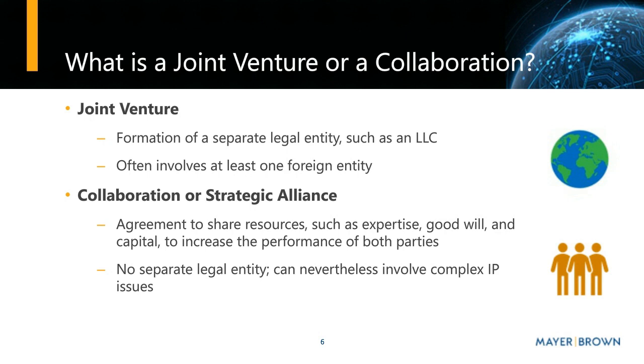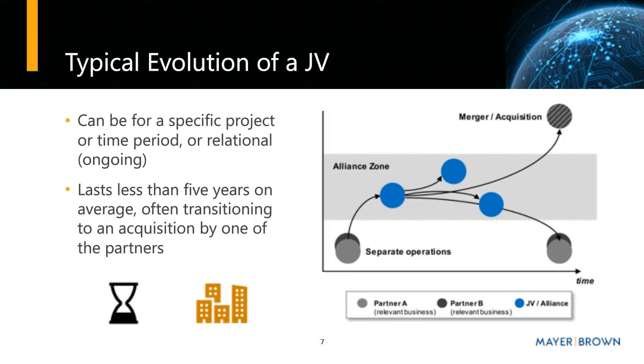A common use of JVs is to partner up with a local business to enter a foreign market. For example, a company that wants to expand its distribution network to new countries can form a JV with a local company and take advantage of an already existing distribution network. Some countries have restrictions on foreign companies entering their market, so forming a JV with a local company may be the only way into the country.